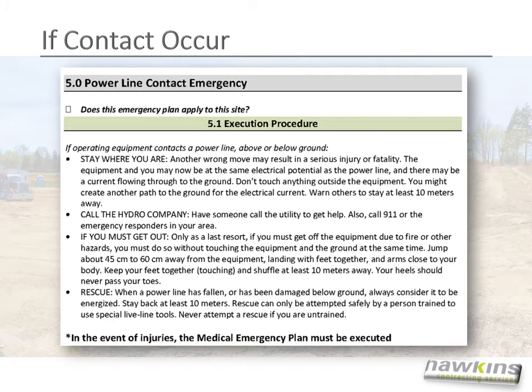If you must get out, only as a last resort. If you must get off the equipment due to fire or other hazards, you must do so without touching the equipment and the ground at the same time. Jump about 45 centimeters to 60 centimeters away from the equipment, landing with feet together and arms close to your body. Keep your feet together, touching, and shuffle at least 10 meters away. Your heels should never pass your toes.